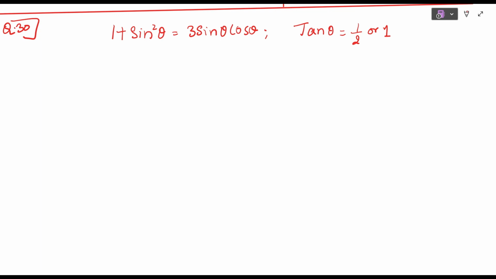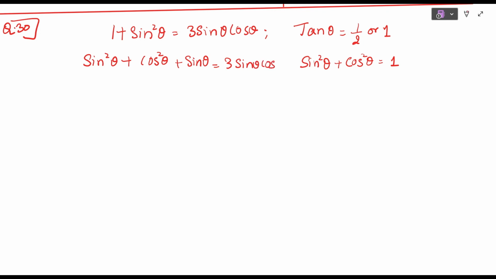So we already know the first identity. What is the trigonometric identity? Sine square theta plus cos square theta is equal to 1. So instead of 1, I am going to write sine square theta plus cos square theta, and we already have another sine square theta in the LHS, that is equal to 3 sine theta cos theta. Okay, students, and this gives 2 sine square theta plus cos square theta is equal to 3 sine theta cos theta.